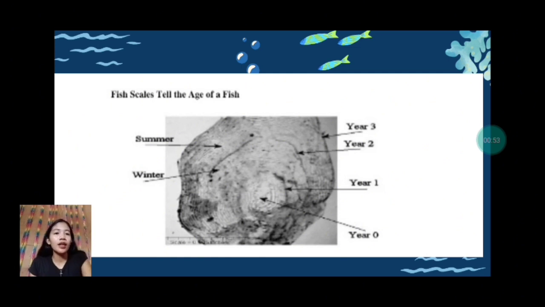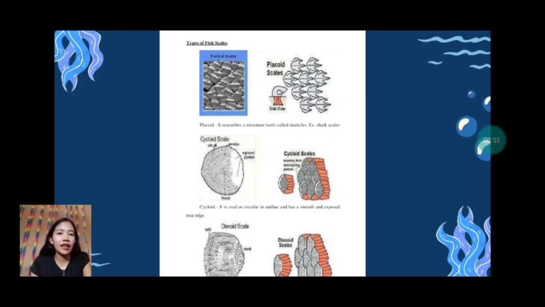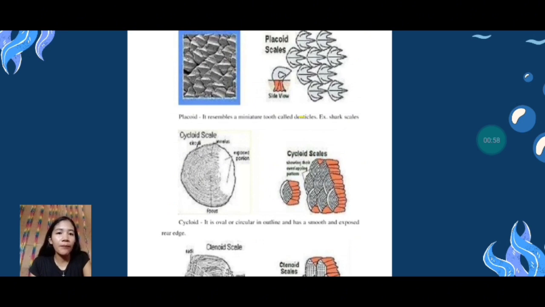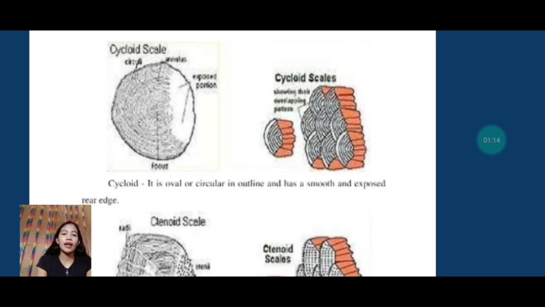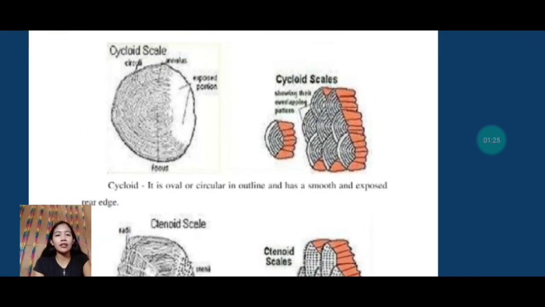So we have here examples of scales. First, we have the placoid. The placoid resembles miniature teeth called denticles. An example is the scale of the shark. So this is the example of the placoid. Next, the cycloid. The cycloid is oval or circular in outline and has a smooth, exposed rear edge. So this is the example of the cycloid scales.